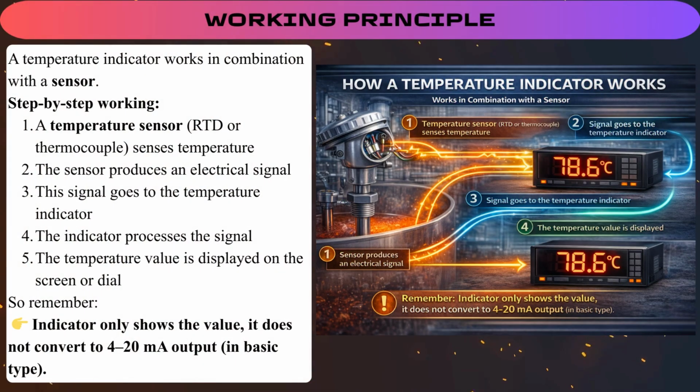Working principle. A temperature indicator works in combination with a sensor. Step-by-step working. A temperature sensor, RTD or thermocouple, senses temperature. The sensor produces an electrical signal. This signal goes to the temperature indicator. The indicator processes the signal. The temperature value is displayed on the screen or dial. So remember, indicator only shows the value. It does not convert to 4 to 20 milliampere output in basic type.